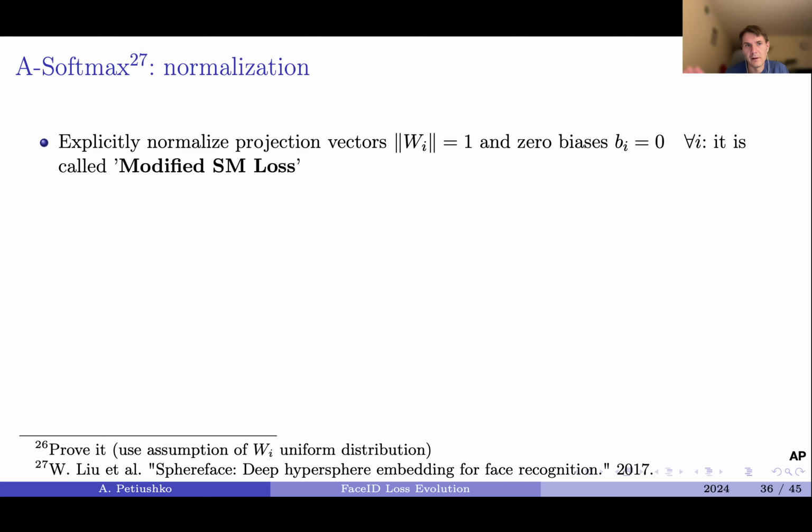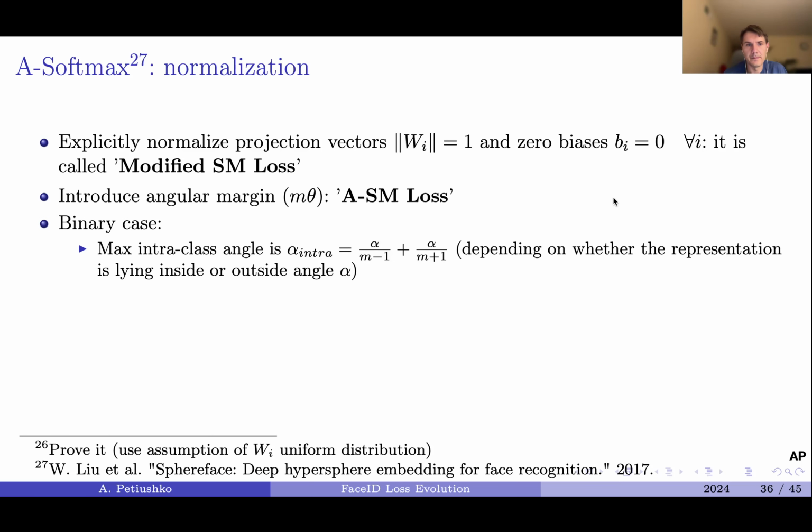So let's jump into softmax, and again let's talk a little bit about normalization. Explicitly normalizing the projection vectors w_i to 1 and setting the biases b_i equal to 0 for all i is called modified softmax loss. Modified means that we are doing this normalization and removing the bias. When we introduce the angular margin and theta, this is what is called the A-softmax loss.